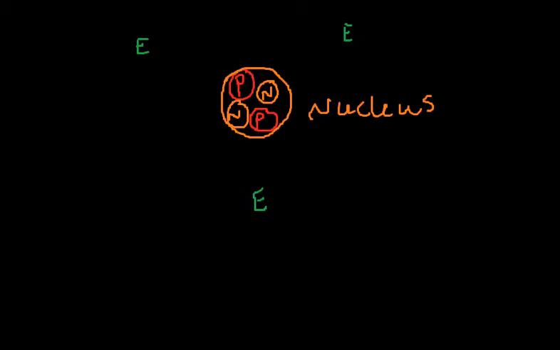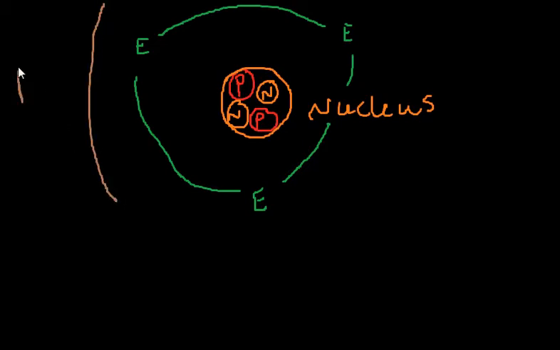Outside of our nucleus, we have electrons. And we have electrons that float around in what we call these orbitals, and I'll make a whole video on that. But this is an atom. This is the basic structure of an atom. This whole thing that we're looking at is an atom. It's protons, neutrons, and electrons.